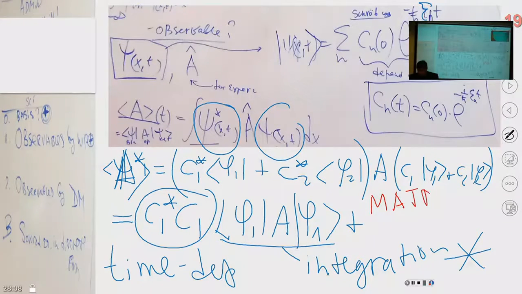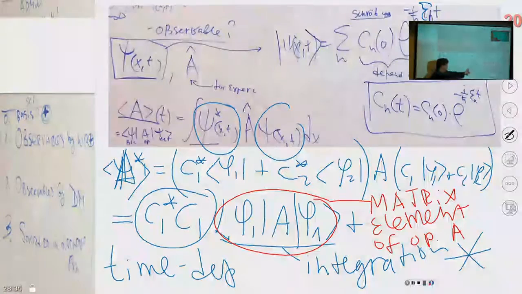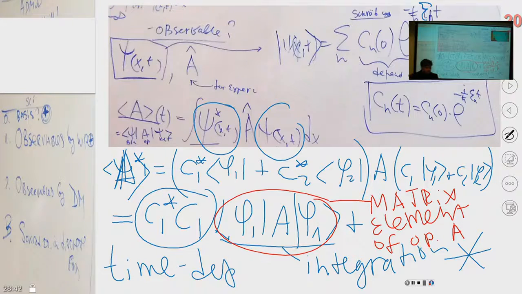So this matrix element of operator A. In fact, in your homework, you are finding matrix elements of the operator of position, matrix elements of the operator of momentum. You take basis functions, you put the operator in the middle, and then you find it, where the indices here and there can be different. Make sense? Good.